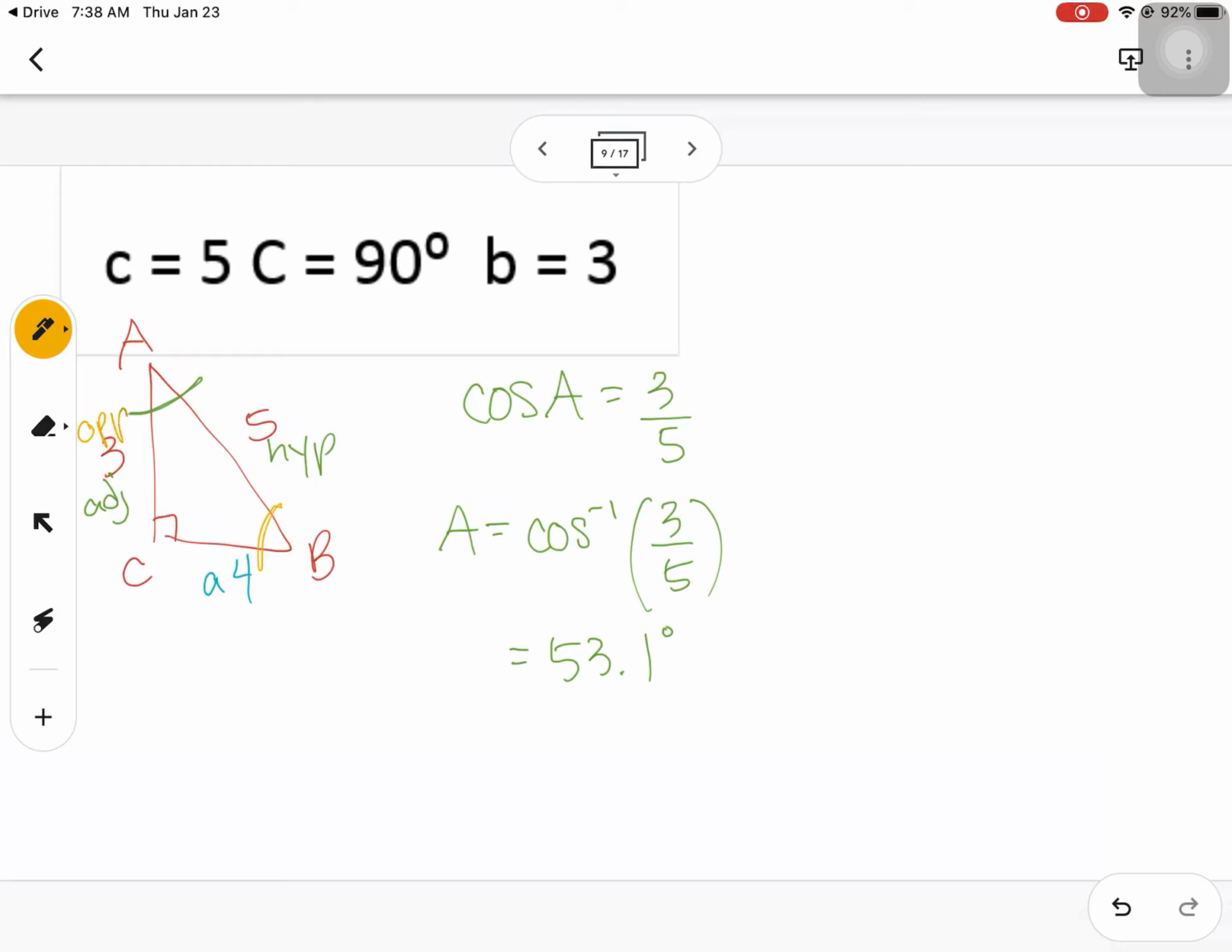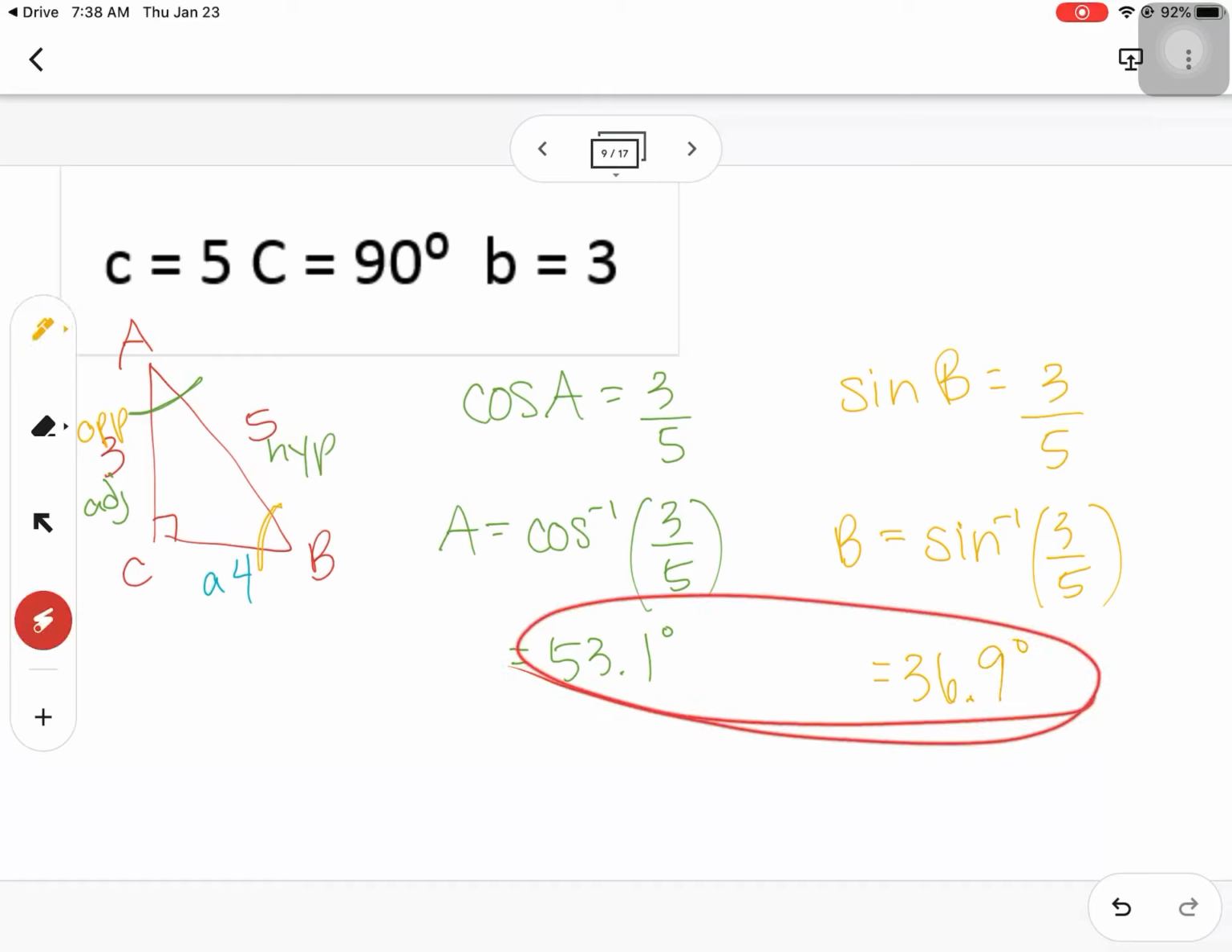Same thing to find B. But again, now this 3 is opposite. So that means I'm using sine of B equals 3 over 5. So to get the angle, as always, you have to do your inverse. And you get 36.9. Again, these 2 numbers should add to 90, so that's an easy check for you to do to make sure that you did it correctly.